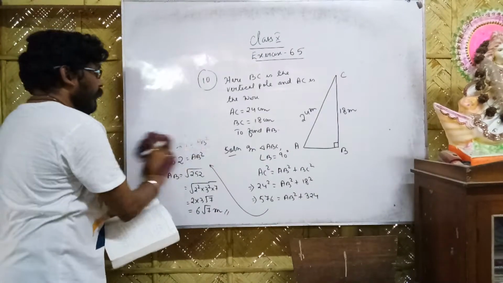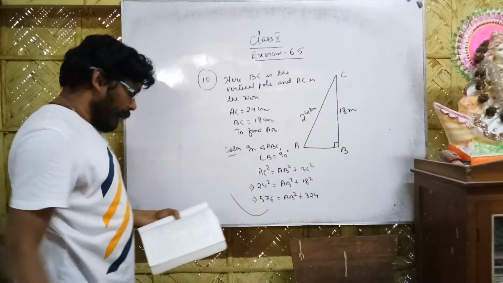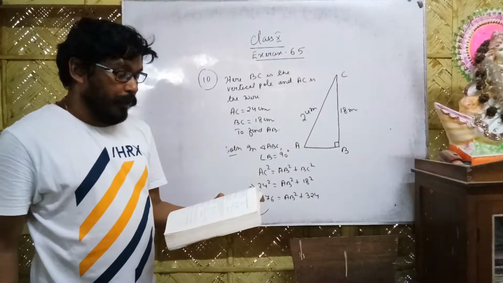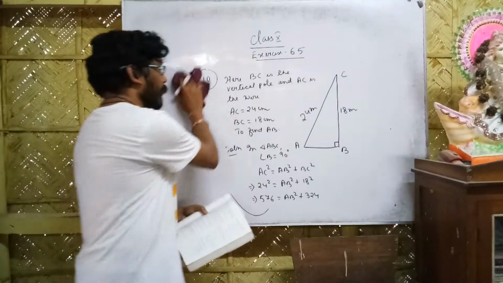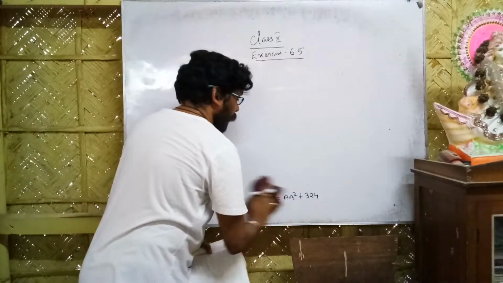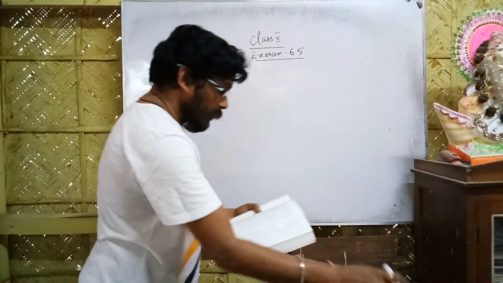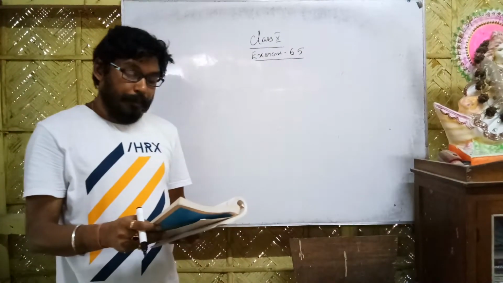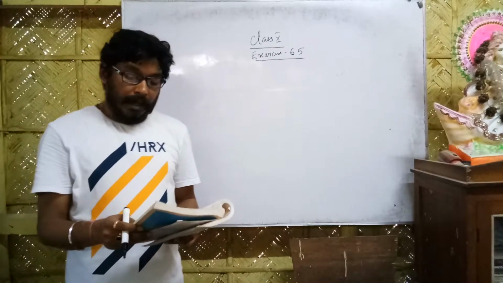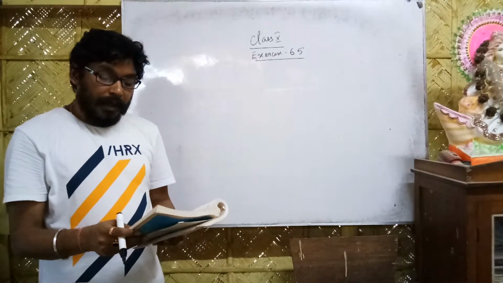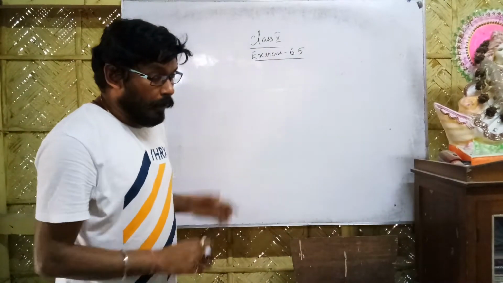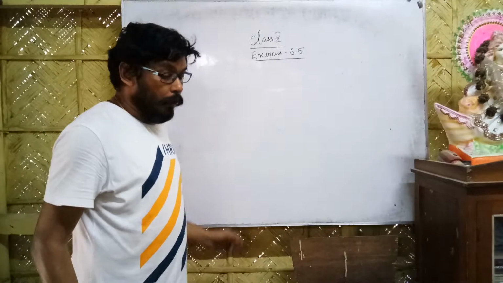Now come to question number 11. Question number 11, what did they say? They have said an aeroplane leaves an airport and flies due north at a speed of 1000 km per hour. So the plane went towards north. Towards north, the speed was how much? 1000 km per hour. At the same time, another aeroplane leaves the same airport and flies due west at a speed of 1200 km per hour. How far apart will the two planes be after 1.5 hours?